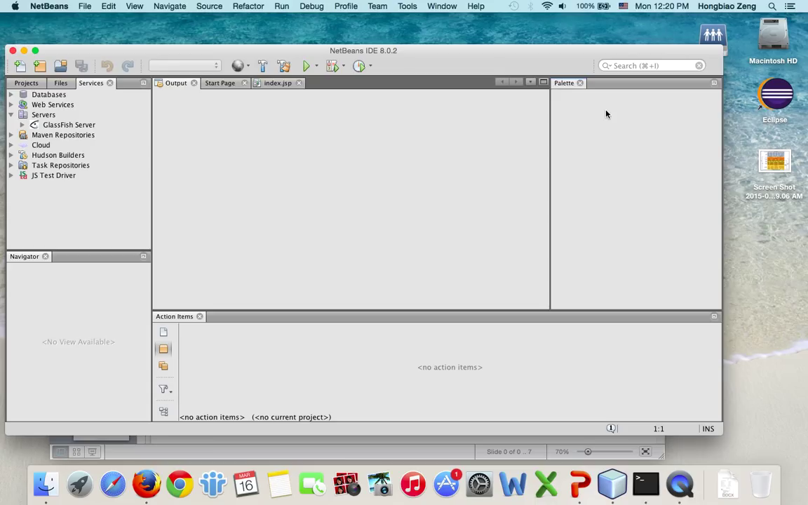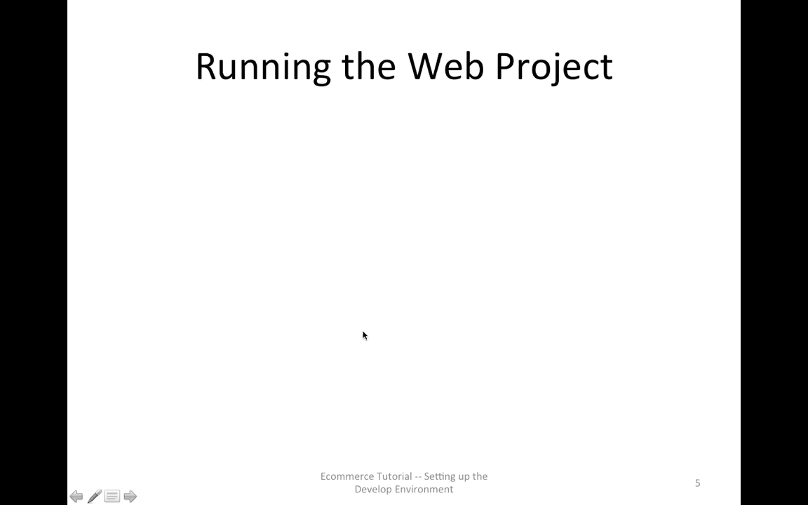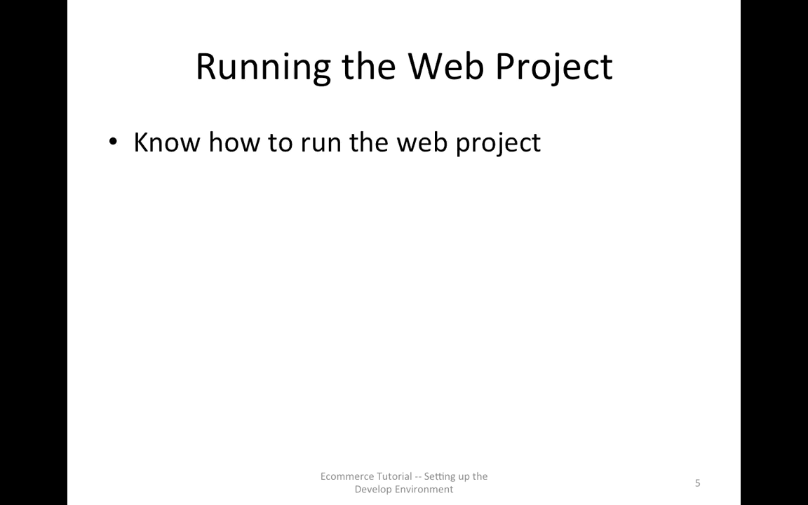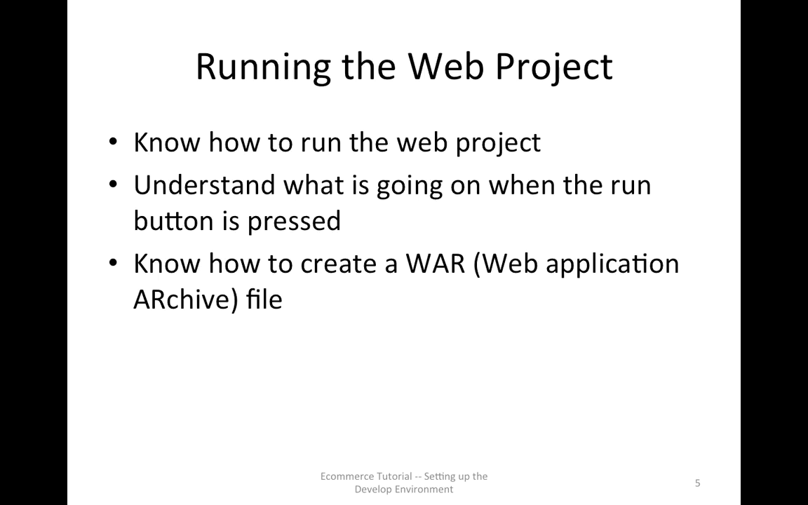Now let's switch back to our PowerPoint presentation, and we'll say we just finished all those. Open IDE, create a web project, create index.jsp file, then examine the components in the IDE: the editor, project window, file window, navigator window, task window, servers window, output window, palette. Next step, we will run the web project. We will learn how to run the web project, understand what is going on when the run button is pressed, and know how to create a WAR file.